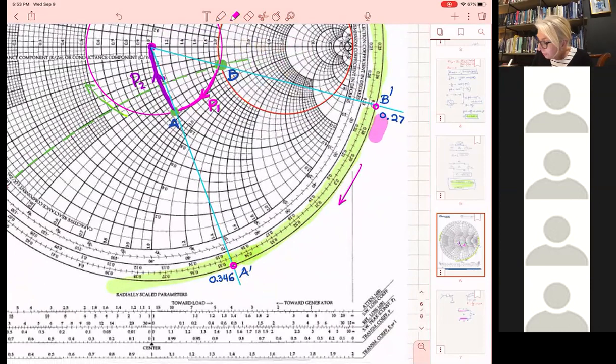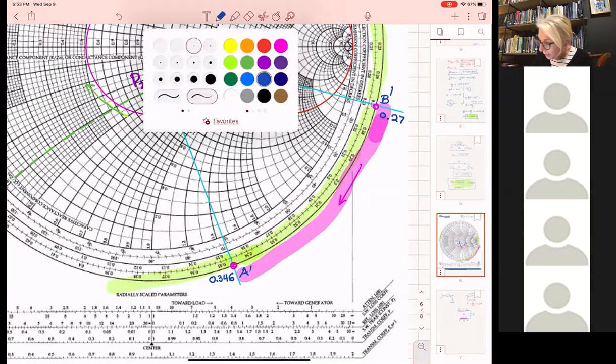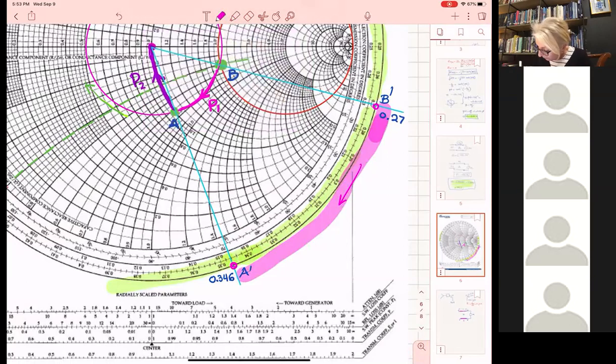Then I take the difference between the two, and that gives me, so for L, practically, I have to find this distance. Okay, so I have to subtract 0.27 from 0.346, which gives me here that L is 0.076 lambda. So I found the length of the line.